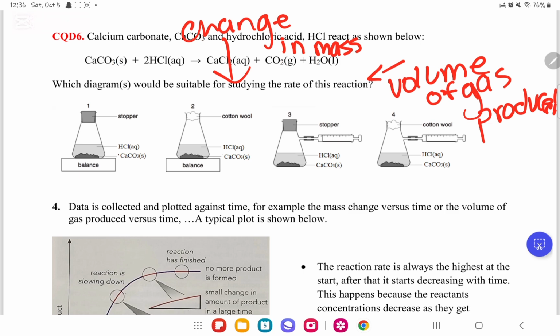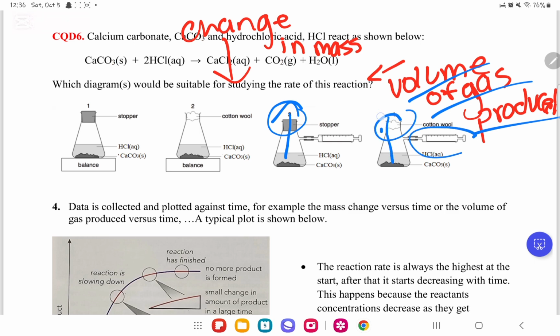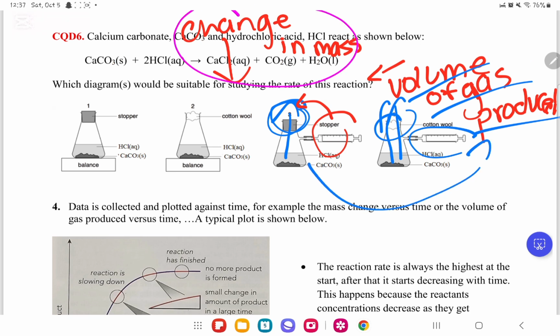So, to measure the volume of a gas, we're gonna use what? We're gonna use a syringe. Now, definitely, if we are using a syringe, we need something to stop the gas from escaping. So if you're gonna use the syringe, are you gonna use a cotton wool that will let the gas escape? Definitely not. So we're gonna use a stopper. If we're using a syringe, then we can use a stopper. This is to measure what? The volume.